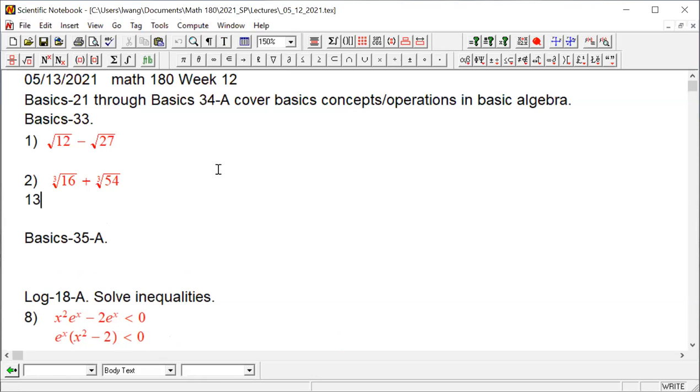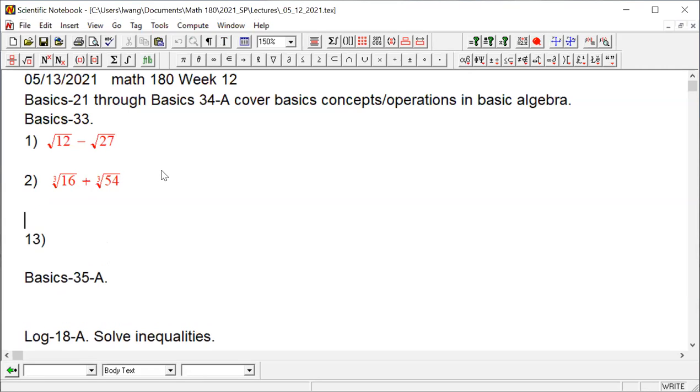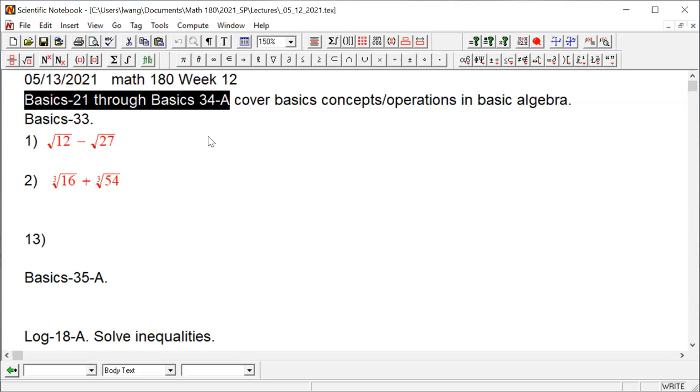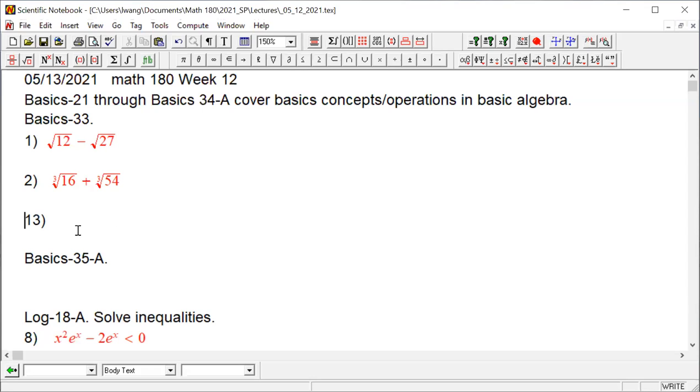Number 13. So some places I did not stop, especially between basic 21 and 34A. I didn't spend time there because they're considered so basic. I assume you guys know it, but I could be wrong. So I want to fill up that gap in case there is a gap.